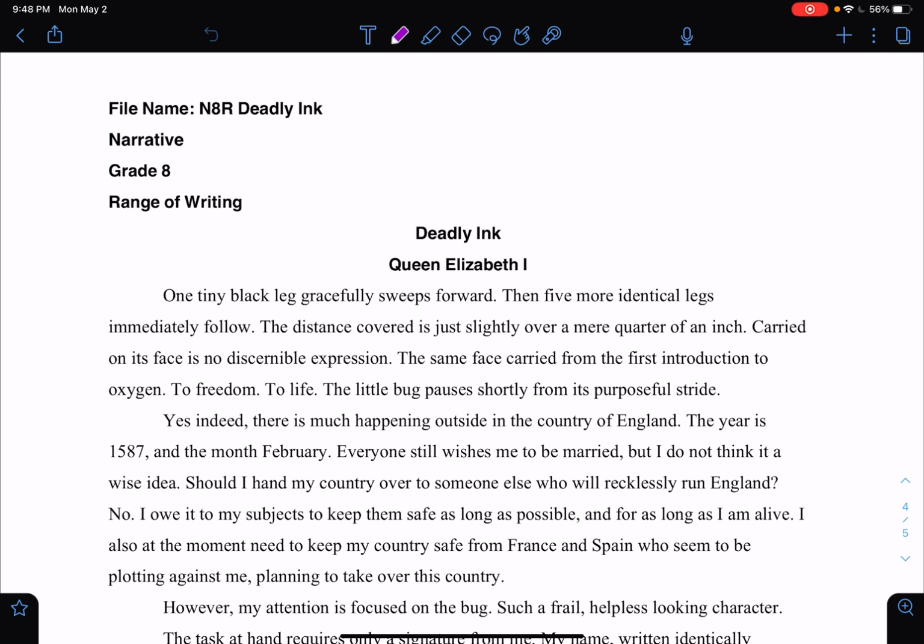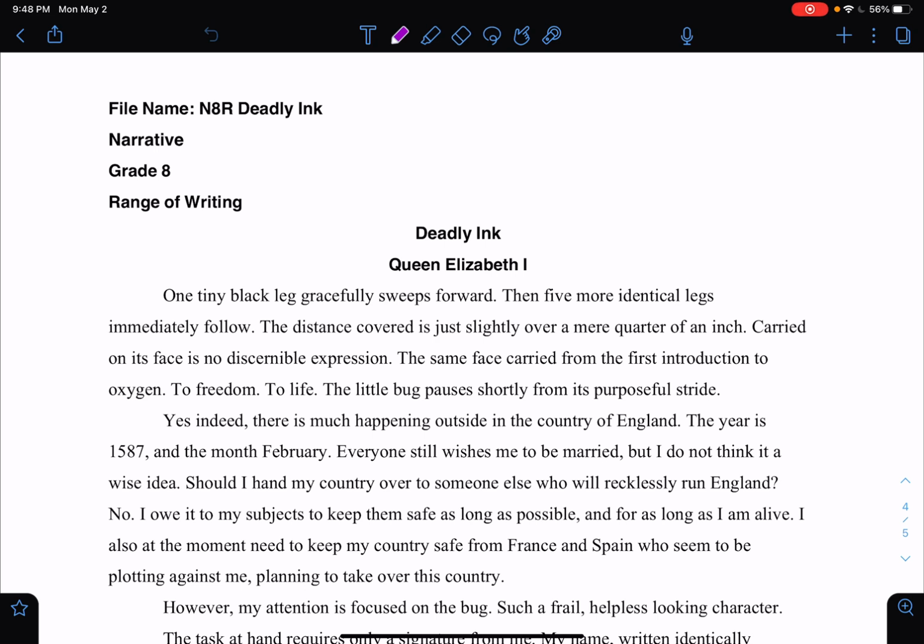So have a title, Dudley Inc., Queen Elizabeth I. So again, obviously this story is based on some sources that this student read. "One tiny black leg gracefully swept forward. Then 5 more identical legs immediately followed. Distance covered is just slightly over a mere square of an inch. Carried on his face is no discernible expression. The same face carried from the first introduction to oxygen, to freedom, to life."